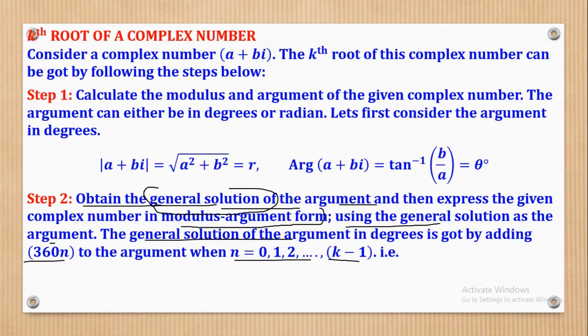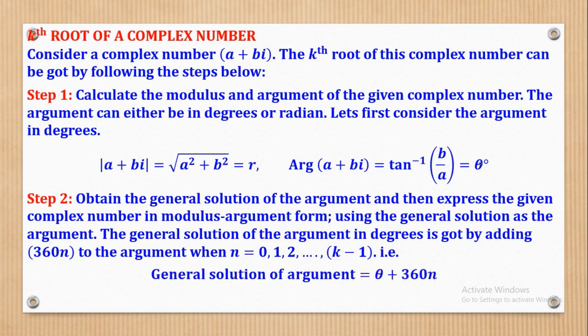If k is 3, you stop at n is equal to 2. And if k is 4, you stop at n equal to 3. That's what it means. So argument means that if you get this argument here, the general solution will just be got by saying theta plus 360n.